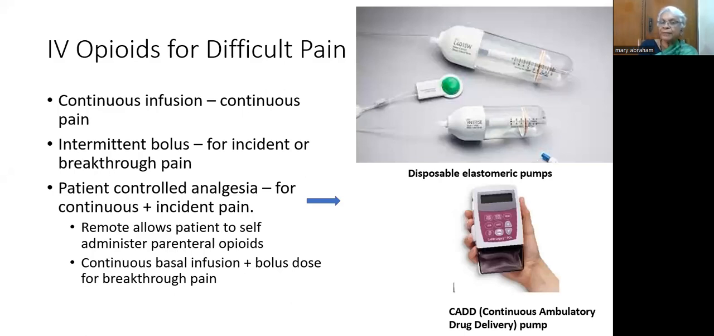There are two kinds of pumps. One is the disposable elastomeric pump, in which you also have a remote, or you have the CADD pump, which is called the continuous ambulatory drug delivery pump. This also has a remote. So either way, it's called patient-controlled analgesia. That is given for a patient who has continuous pain with intermittent incident pain, which is quite severe. Next, please.